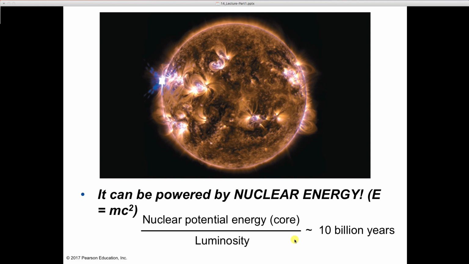This is opposed to what happens in most of the reactors around the world that use nuclear energy. Those are nuclear fission reactors, where a large nucleus, like uranium, is broken up, and energy is released in that as well. So sometimes you get energy as you're making bigger nuclei. Other times you get energy as you're breaking up really big nuclei.